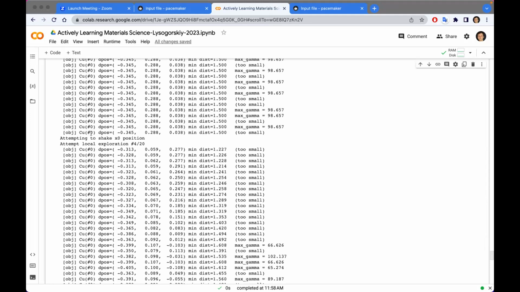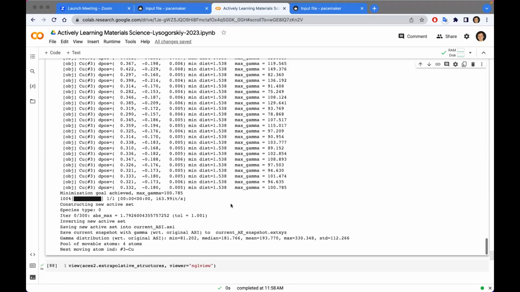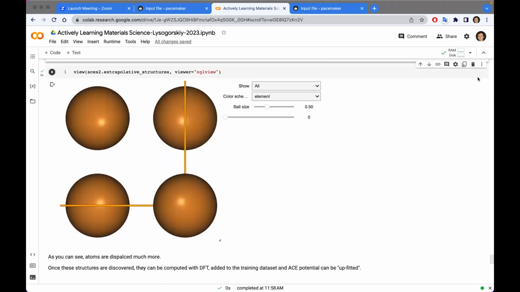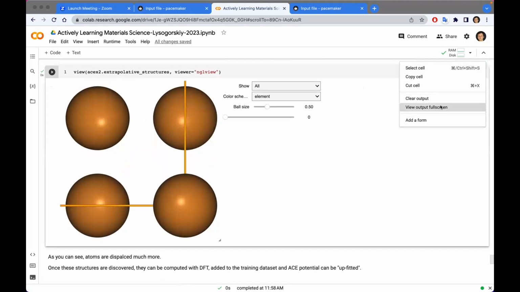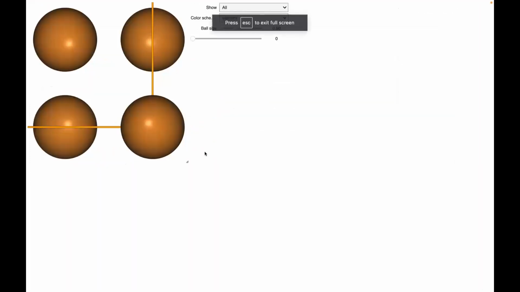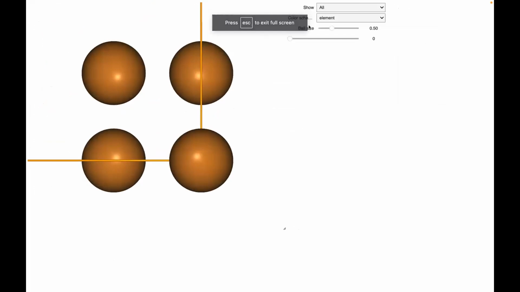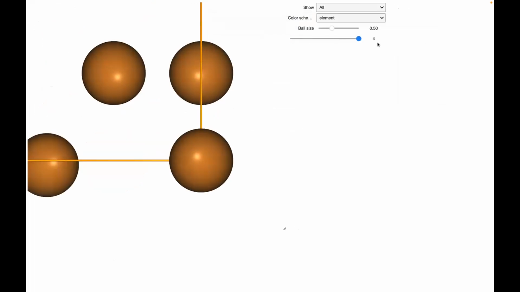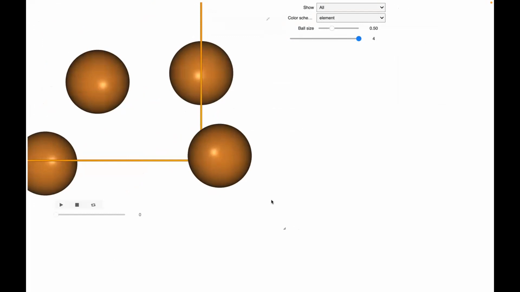Sometimes it needs to restart or shake the positions just to get the optimizer out of the local minima, and finally it finds some configuration. What is interesting now, if I go to the full screen and displace it up to the last, you see how large the displacement was from the original ideal FCC. Because that potential has experience with different atomic environments, we require much more displacement of atoms to surprise us that it will find new configurations.